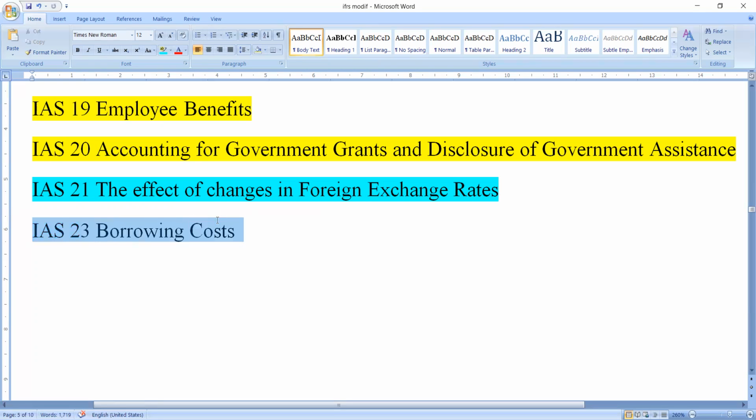And next, International Accounting Standard 23, borrowing cost. What is meant by borrowing cost? First of all, what is meant by cost? Cost is nothing but the amount of expenditure incurred to produce a particular unit. That is what we call cost. What is meant by borrowing cost?